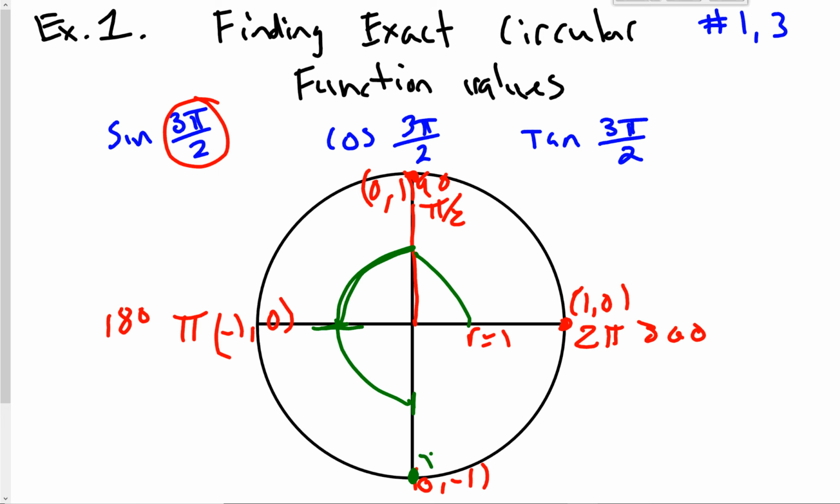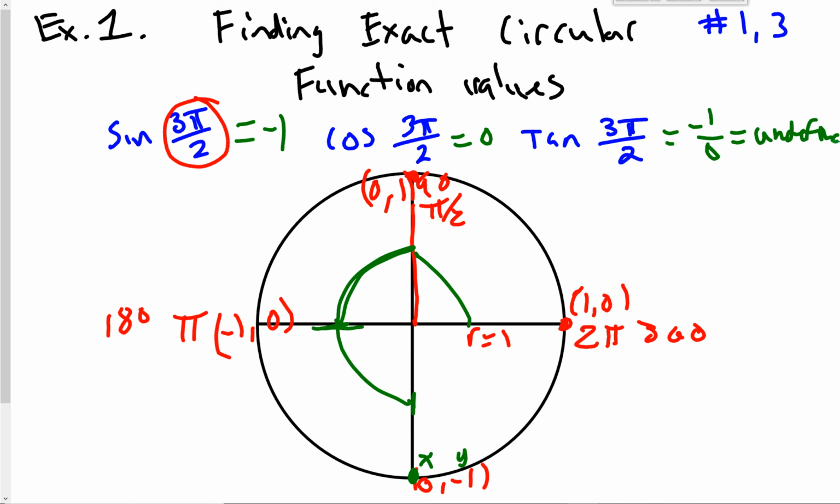The coordinates are an x and a y. Remember, sine is just the y value, so that is negative 1. Cosine is the x value, so cosine of 3 pi over 2 is 0. Tangent is y over x, so that's negative 1 over 0. Negative 1 over 0 is undefined. I can't divide by 0.